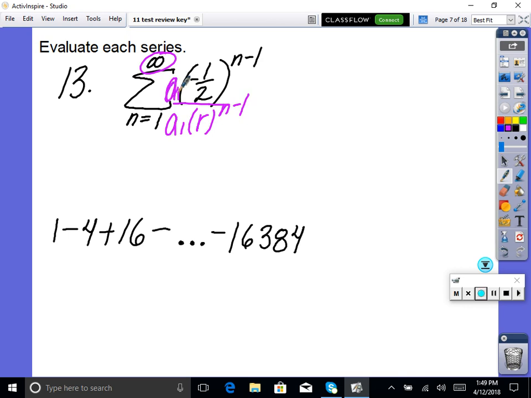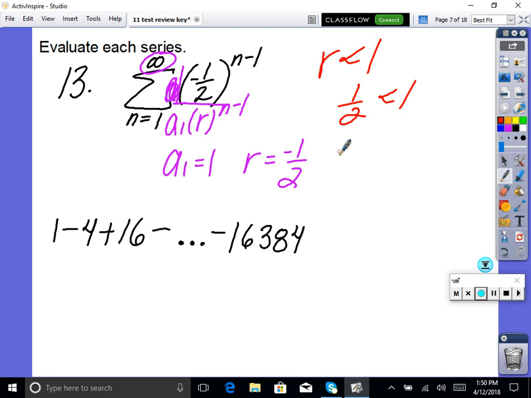Our a sub 1 is 1. Our r is negative a half. So you have to ask yourself, it's infinite, it's geometric, and sometimes we can find the sum. Only sometimes. So remember, if your r value, not including the negative, is less than 1, then it's getting smaller and smaller till it approaches 0, making us able to find a sum. So 1/2 is less than 1, so we can find the sum. Now, this is a word you're going to see on the test. It converges. So it converges to a sum.